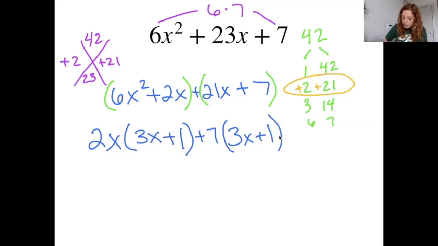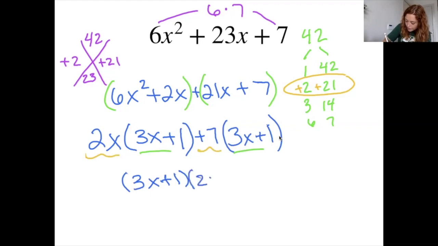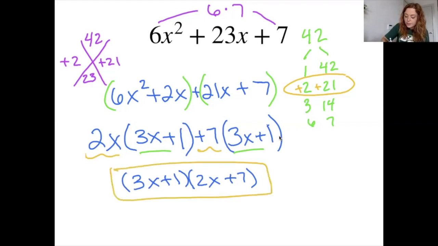Because we should be able to look at the end that we have common binomials. So once we have that common binomial, we're going to drop that down 1 time, 3x plus 1. And then I'm going to take my other 2 pieces, my GCFs, and put them together in their own binomial, 2x plus 7. And that is the factored form. That is the factored form of 6x squared plus 23x plus 7.